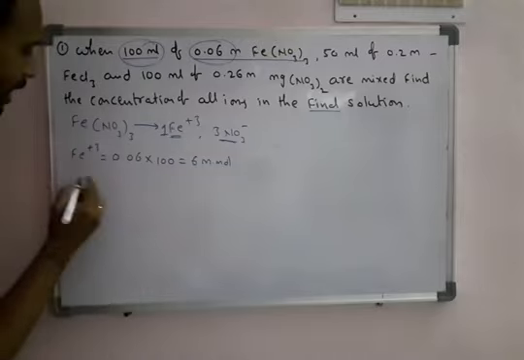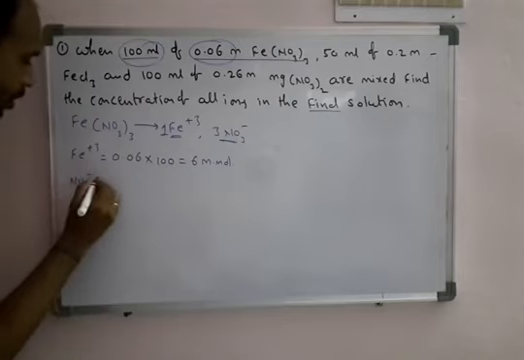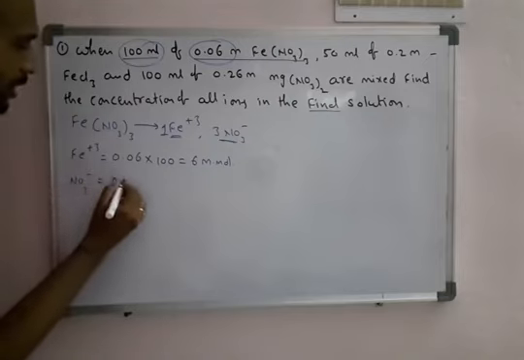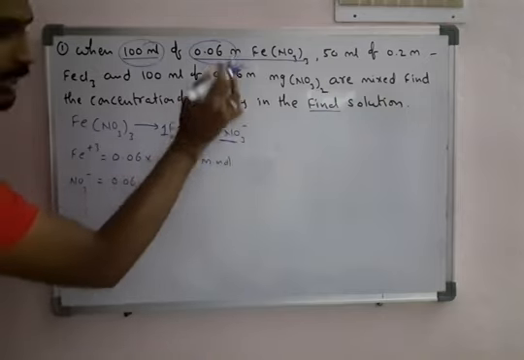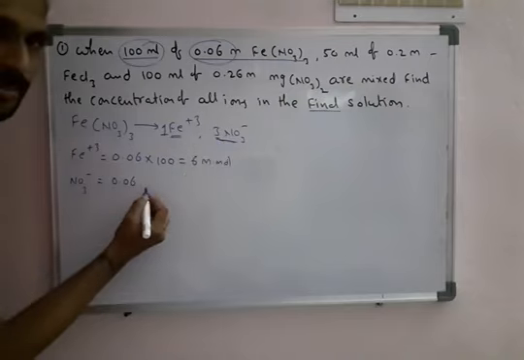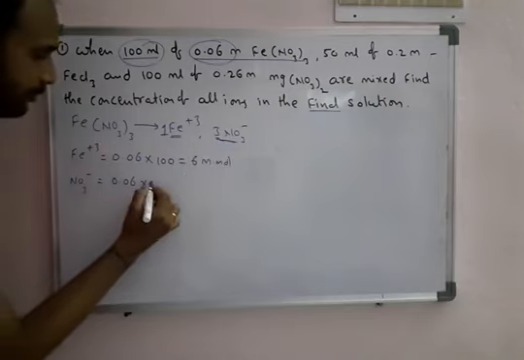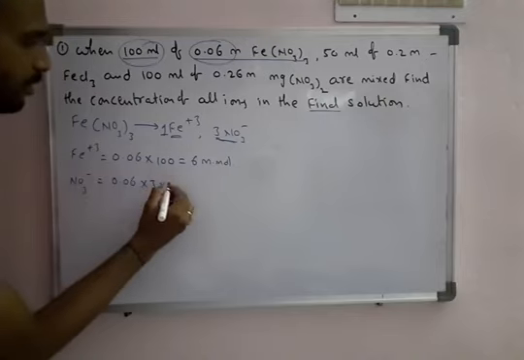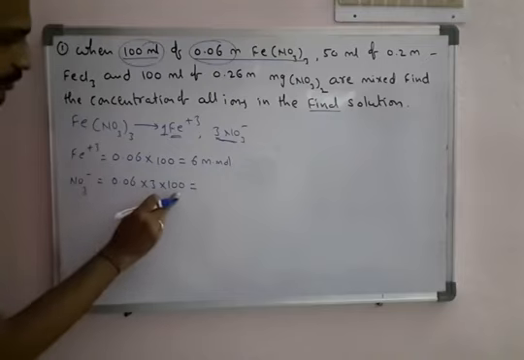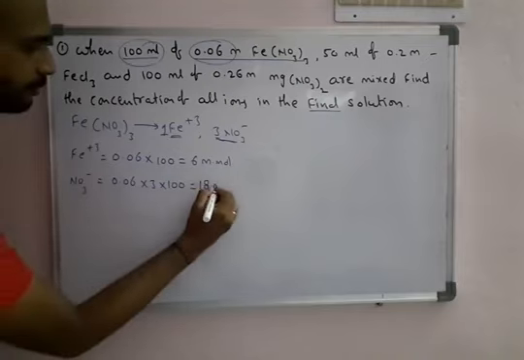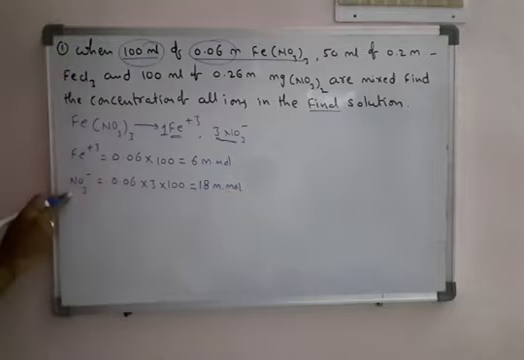Next, what are the nitrate ions? Their concentration is 0.06 in the same solution, and 3 moles of such ions are released. So 3, same, the volume is 100. So here we get 18 millimoles of nitrate in the first solution. Okay, so this is about the first solution.